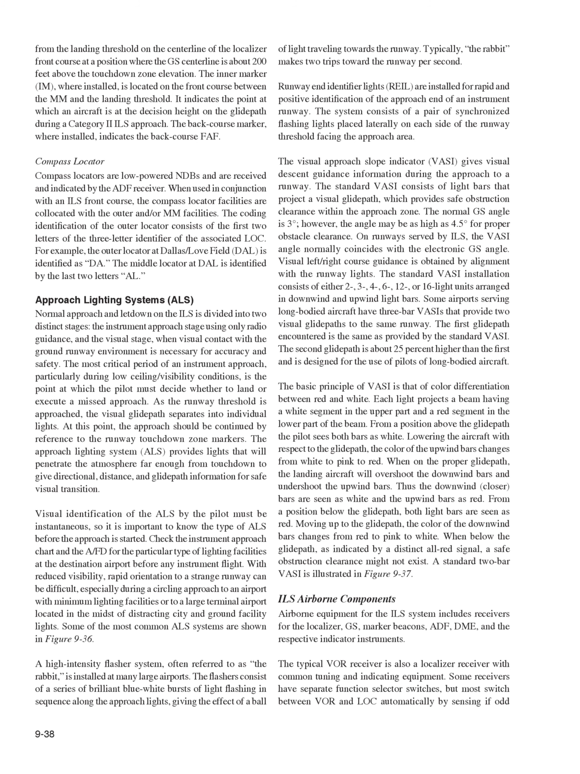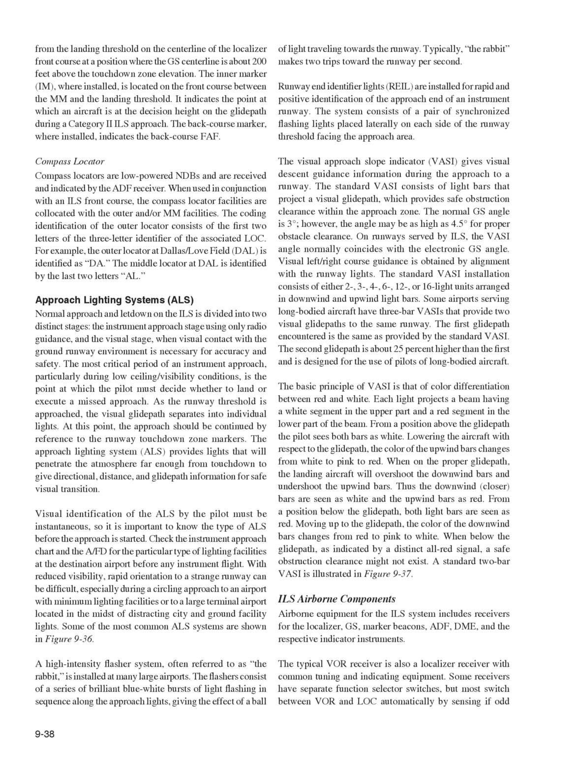Compass locator. Compass locators are low-powered NDBs and are received and indicated by the ADF receiver. When used in conjunction with an ILS front course, the compass locator facilities are collocated with the outer and/or middle marker facilities. The coding identification of the outer locator consists of the first two letters of the three-letter identifier of the associated localizer. For example, the outer locator at Dallas/Love Field, DAL, is identified as DA. The middle locator at DAL is identified by the last two letters, AL.